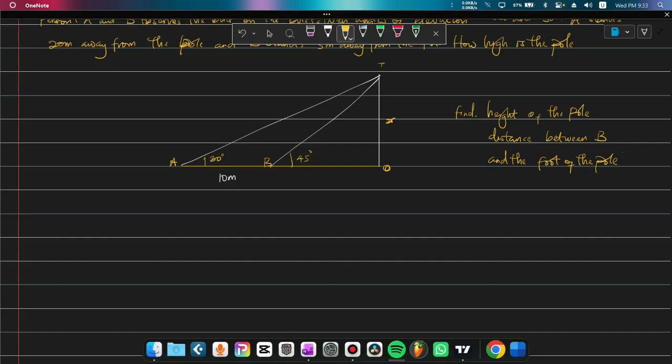To find the height of the pool, we need a triangle. But if we use triangle BTO, all the sides are unknown, and to solve trigonometric ratios you need at least one angle and one side. So we can't solve it using triangle BTO. And if we use triangle ATO, we still have two sides unknown, because we don't have the length of AO, and TO is unknown. So how do we solve a question like this?